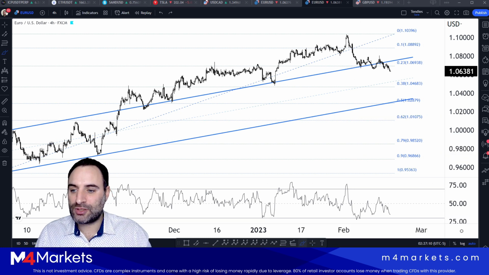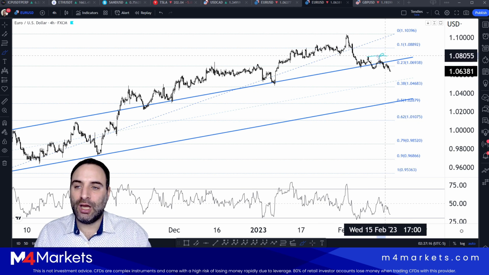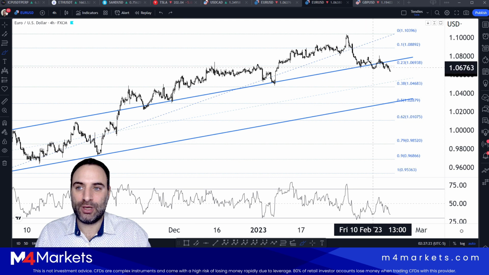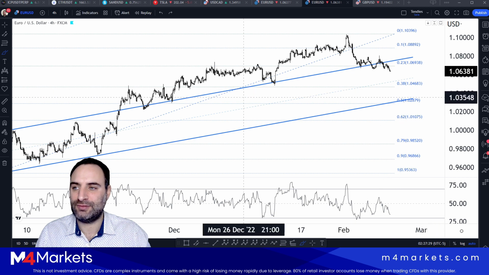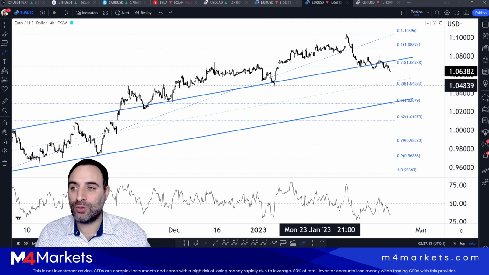Euro dollar is falling and has done a shallow correction and a false break up here before sliding back into its base trend. We're no longer accelerating. We are below the 23 Fibonacci as well, and the next level down really, guys, is around 105, 104.50. It's a previous swing high and a previous swing low, and also a Fibonacci level.